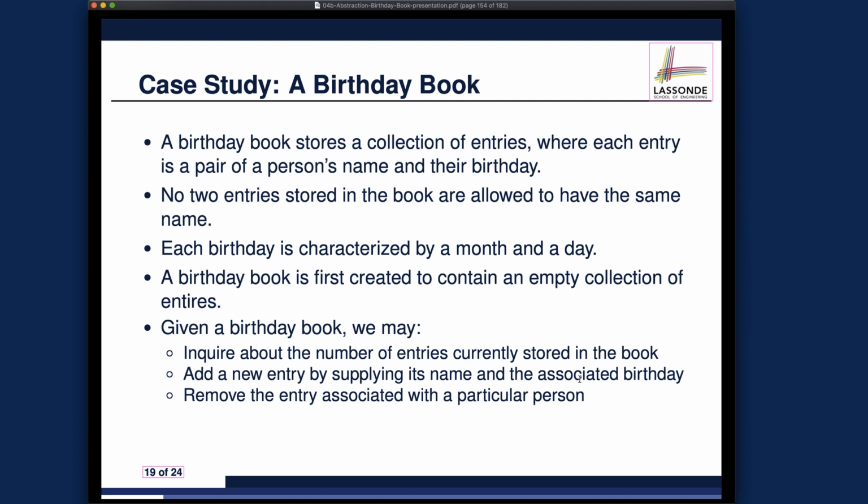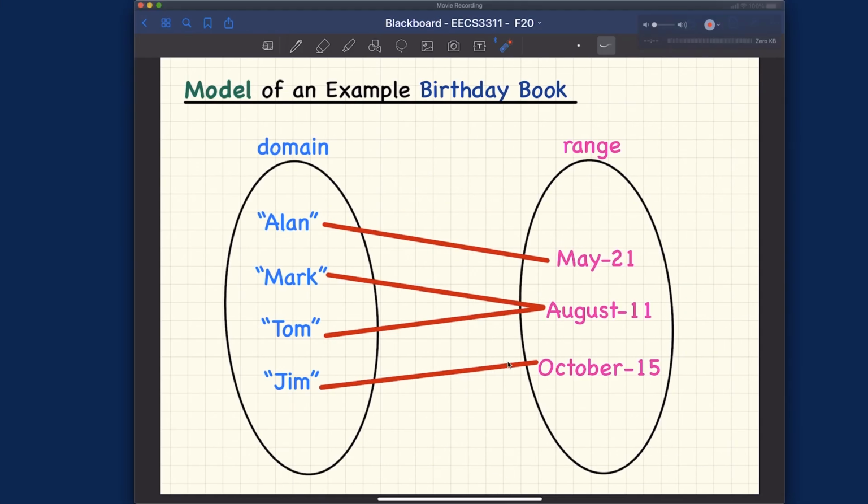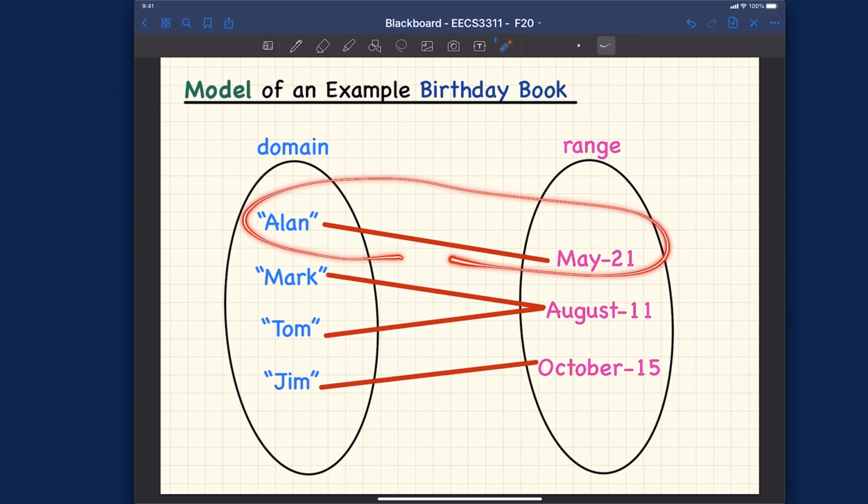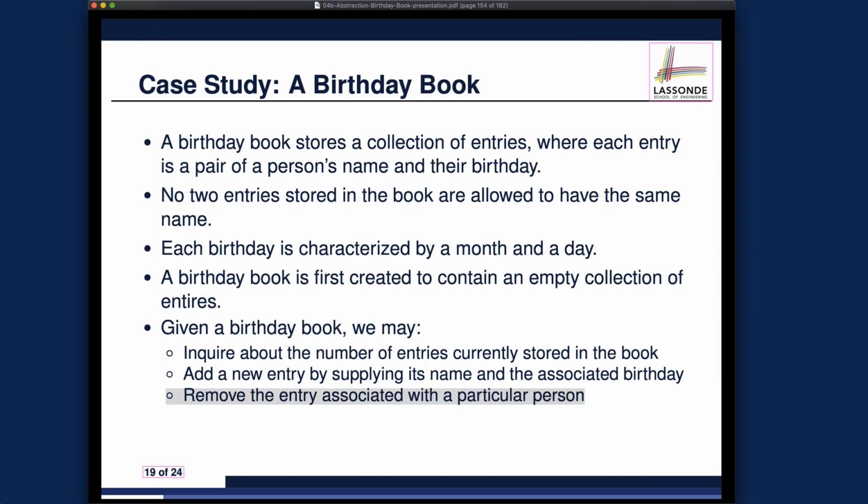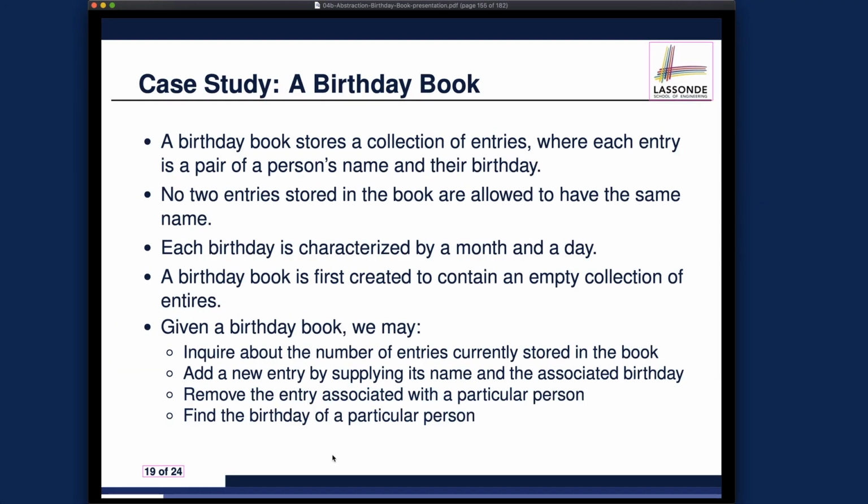You can remove an entry. Given a particular person, for example, I might want to remove the entry that's associated with Alan. And also we have find the birthday of a particular person. You can either make the return type detachable, so that it's a partial function, or you can make it simply attached, in which case it would be a total function. You want to see which one is actually more appropriate.